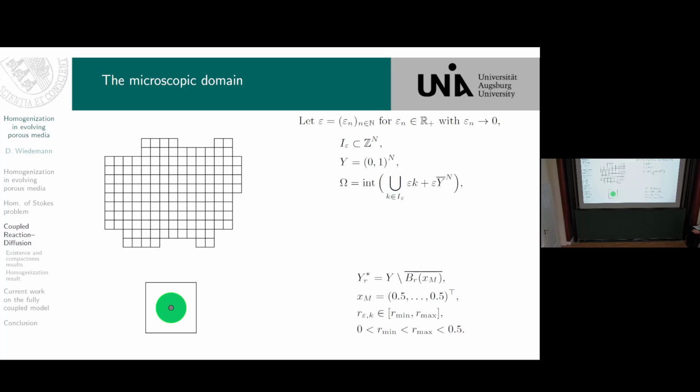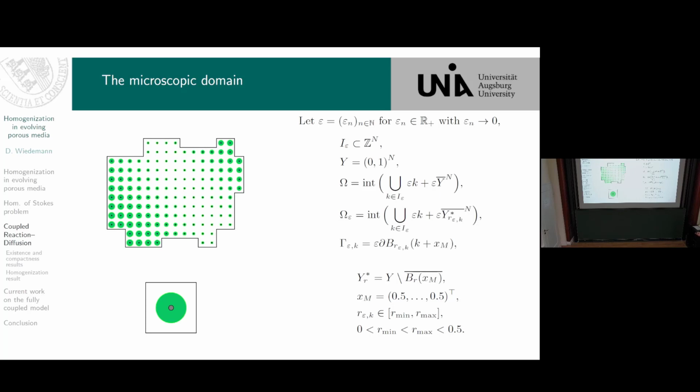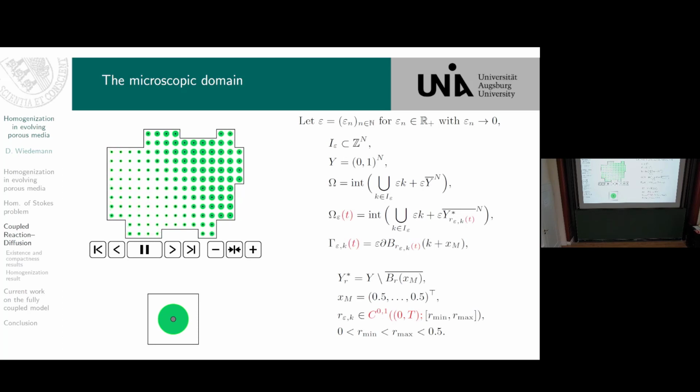spherical obstacles, and the green and gray region is the obstacle, and it's bounded from below by R min and from above by R max. So the idea is that we have some solid part inside, and from an application point of view, some biofilm can attach at the solid part, and this is the green region. This is the region where we have no fluid flow, and this region can grow or shrink.